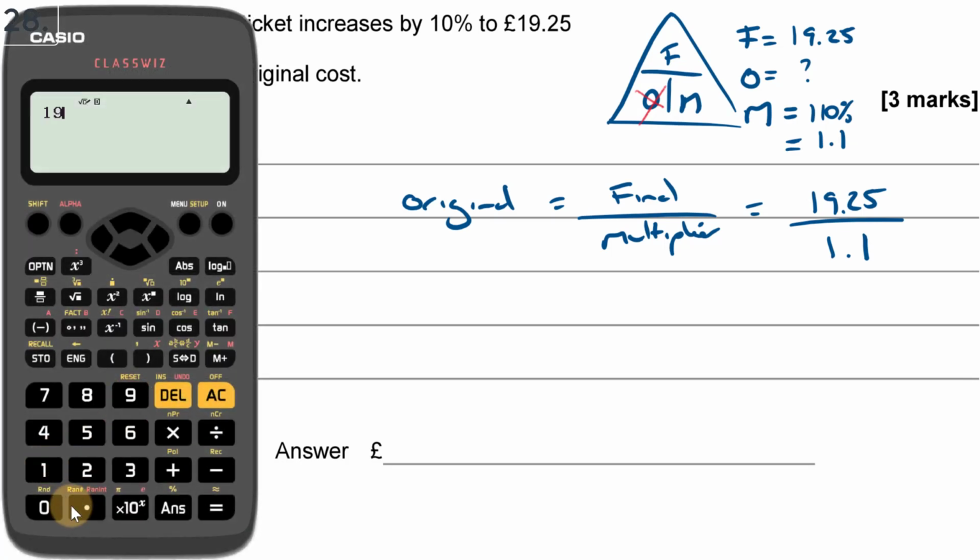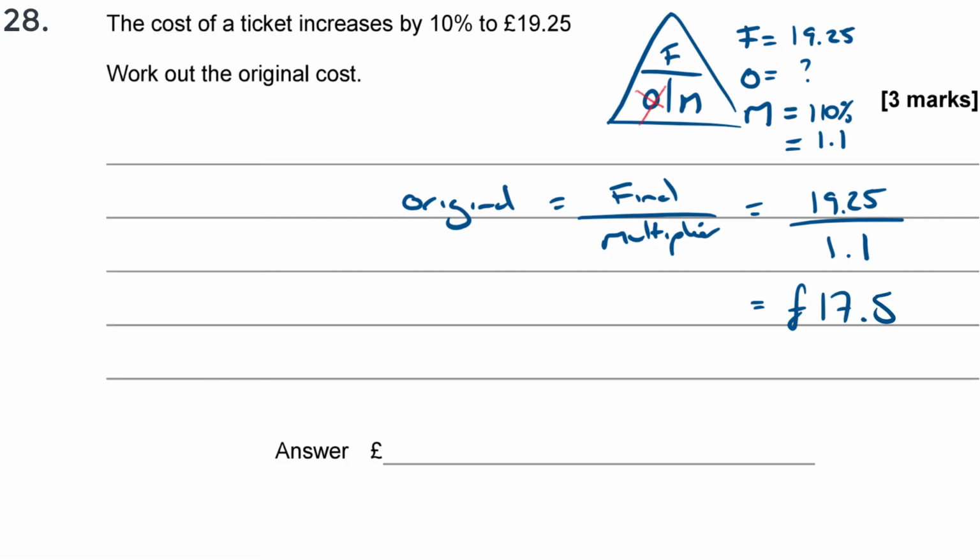If you do it a different way, 19.25 divided by 1.1 on my calculator comes out to be 17.5. This is in pounds and pence though, isn't it? So that is £17.50. I have to put that extra 0 on if it's money, otherwise you lose an accuracy mark. So the answer is £17.50.